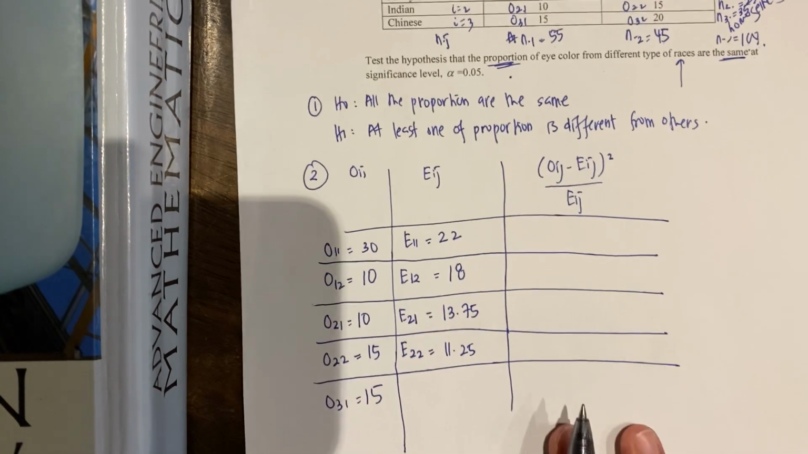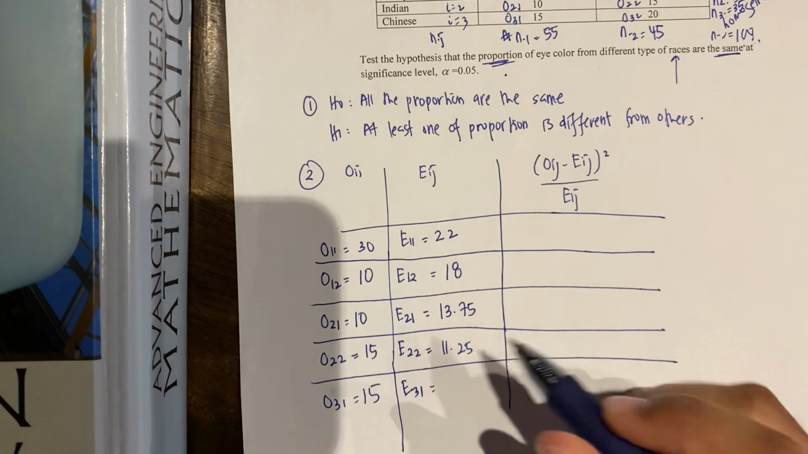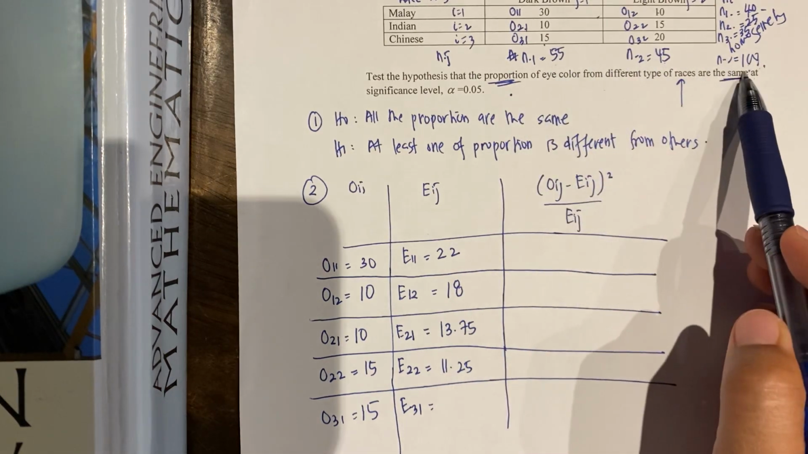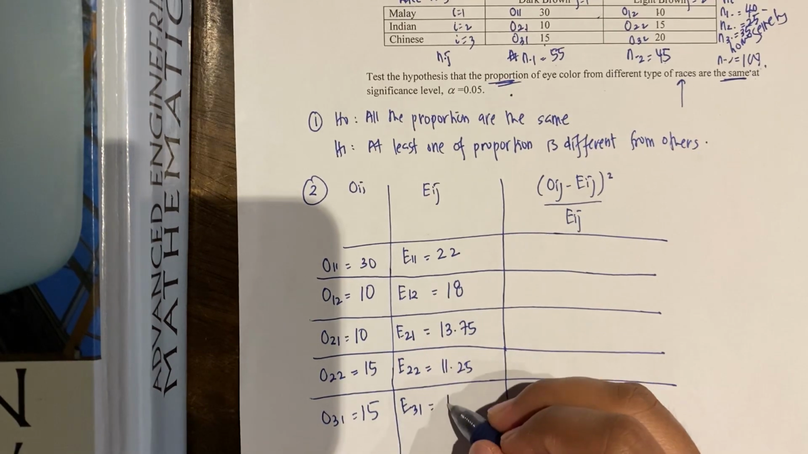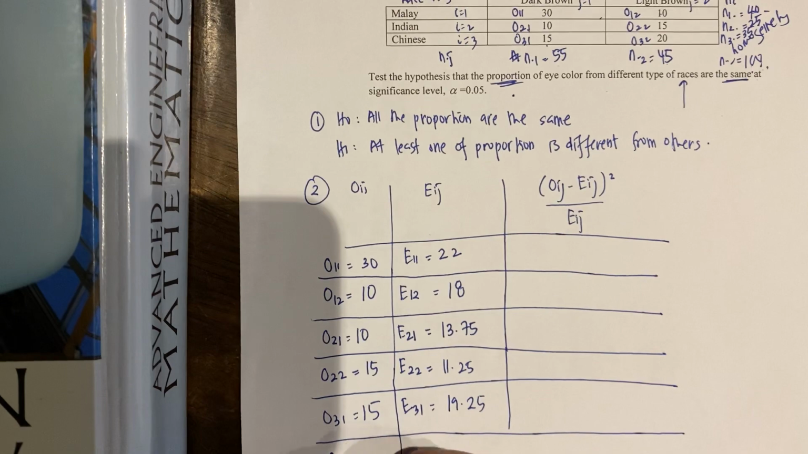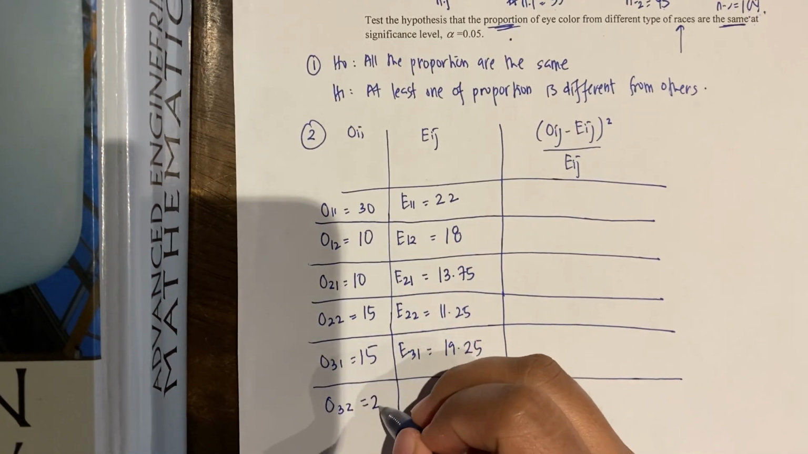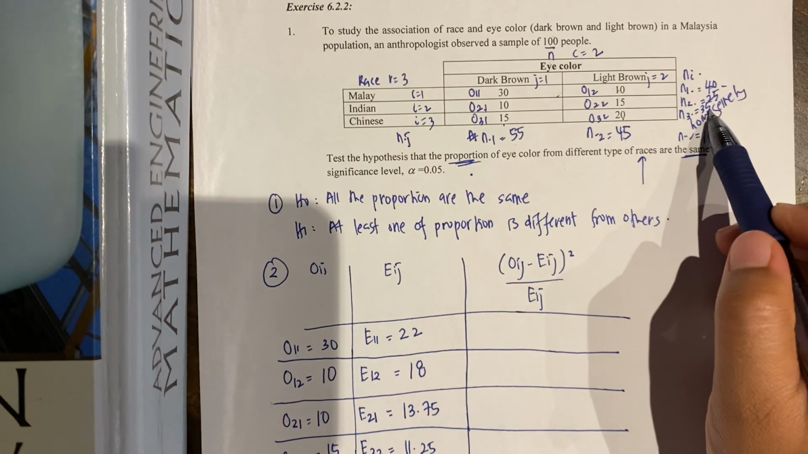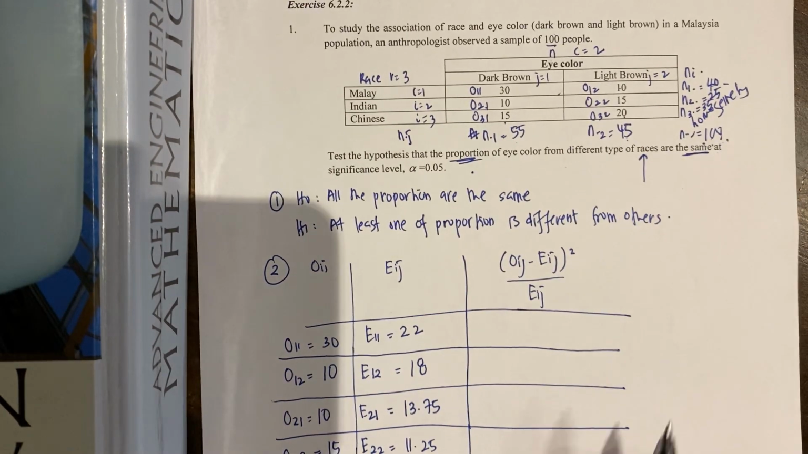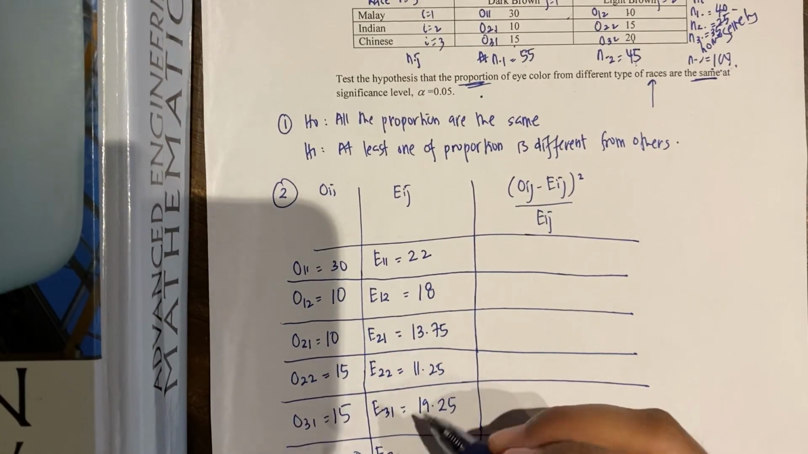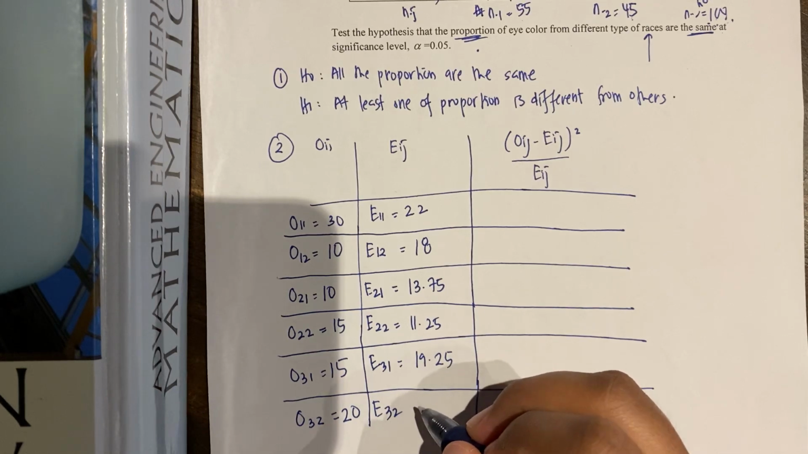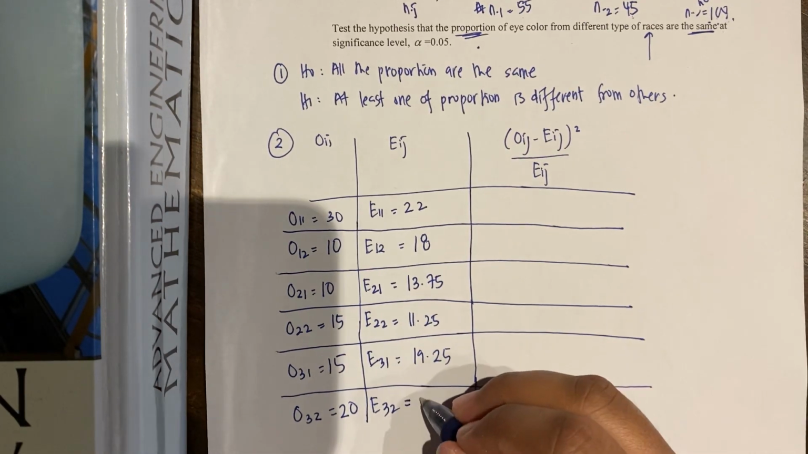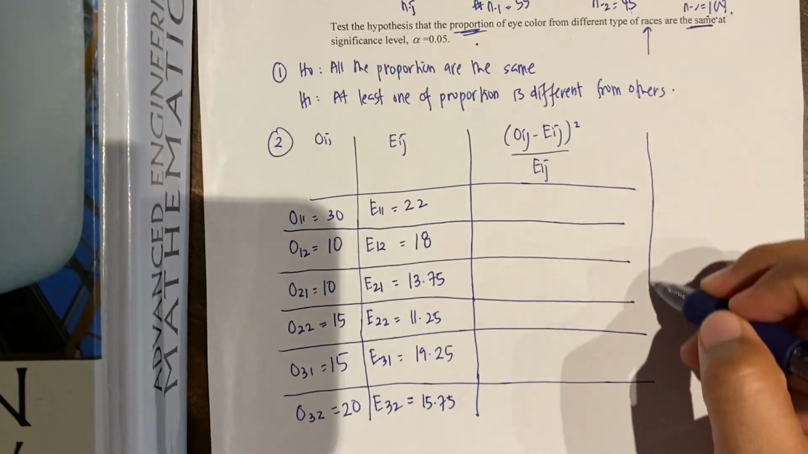O31, 15. We are looking for the E31. The location is here, so 35 here times 55 divided by 100. So you will get 19.25. And the last one, O32, which is 20. So we are looking for the E32. The location is here, so 35 here times 45 divided by 100. So you will get 15.75.